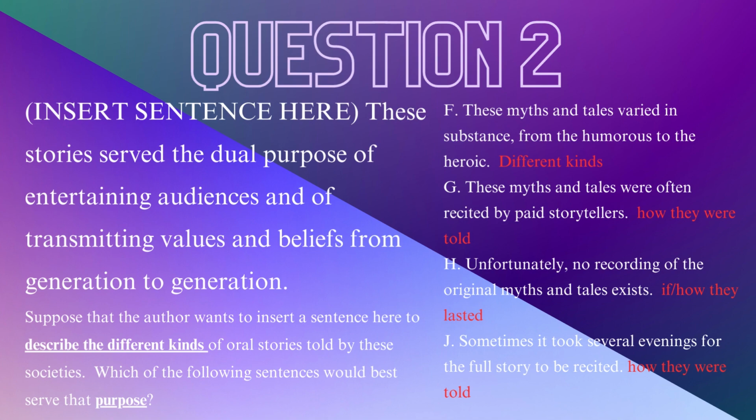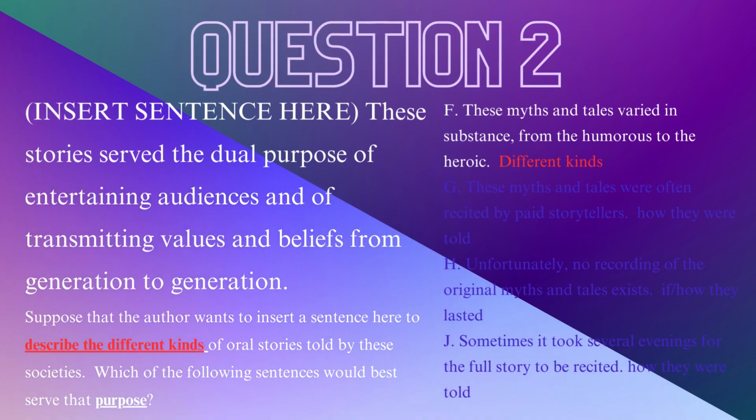Now I read the question again and circle, underline, or highlight the main point. I need a sentence that describes the different kinds of stories told. So by glancing at my notes beside each choice, I can easily determine that only one sentence does that, choice F. F is the correct answer. So here's a tip. If you can, use summarizing to help you annotate the text, to help you remember what you read, to find the answer easily and quickly.